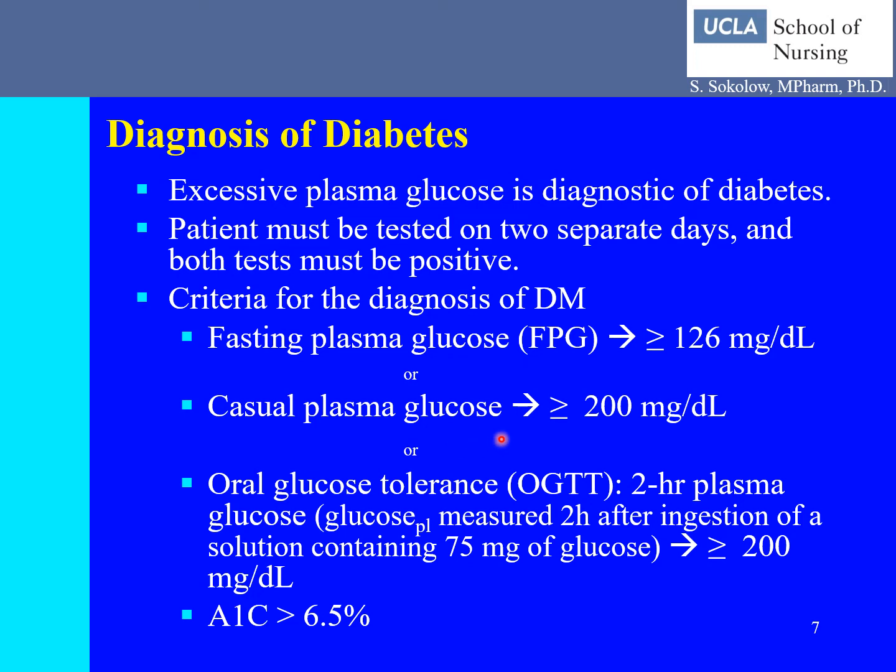And then if they do a casual plasma glucose, so they're not fasting, if the value turns out to be over 200 milligram per deciliter, that's also a red flag. And if they have those 2 combined on 2 different days, then the patient is diagnosed with diabetes. And then the third test is an oral glucose tolerance, so it's a 2-hour plasma glucose. So the level will be measured 2 hours after ingesting a solution that is rich in glucose, 70 milligram of glucose, and again, the value is over 200 milligram per deciliter. This is a red flag, and so one of those 3 tests has to be repeated and has to be above the normal value to be diagnosed as diabetic.